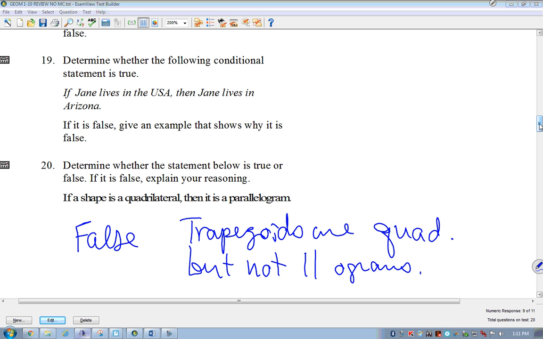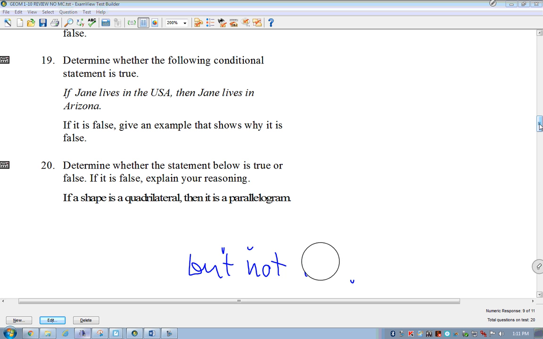Another one would be a kite. A kite is an actual geometric shape. That usually throws people. So trapezoids and kites are examples. All right, that was number 20.